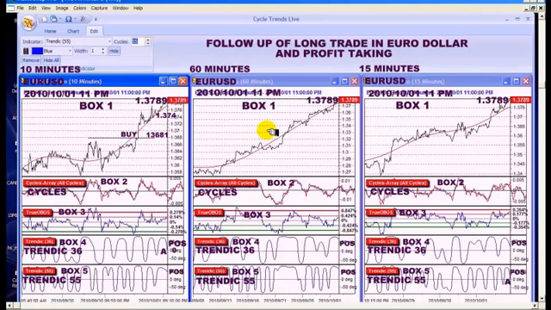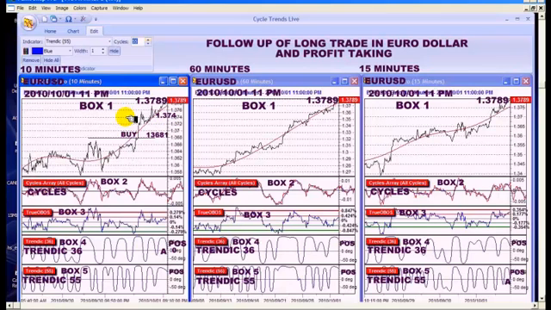Now I'm following up the trade that we showed you previously. This is a follow-up of the long trade in the euro dollar on the 1st of October, and this graph now was taken at 11 p.m. on the same day. And in the same way, we do the same thing as we showed you previously.